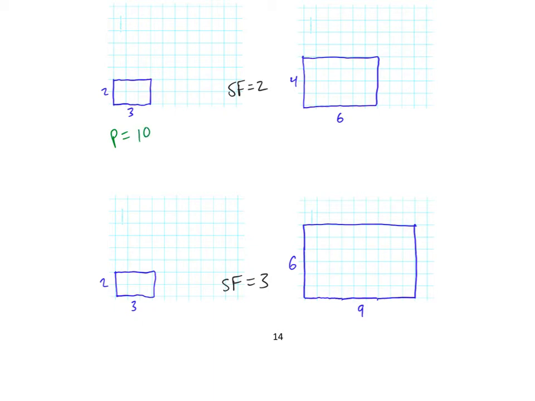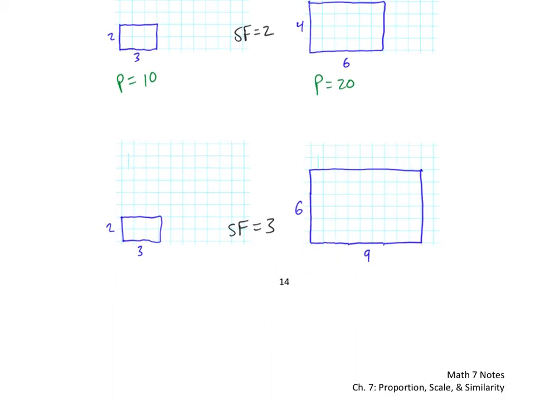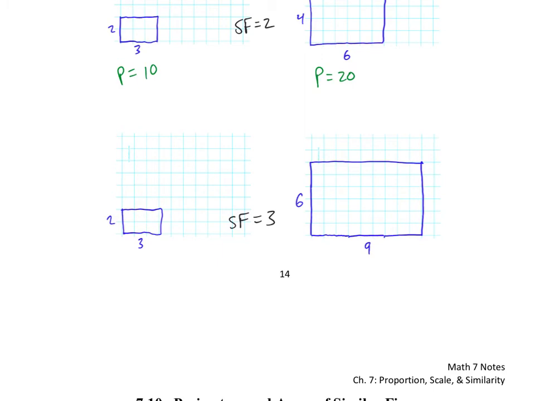And if I do that same thing for my other rectangle, 4 plus 6 plus 4 plus 6 gives me a perimeter of 20. And then if I look at the ones down below, I'm going to have that same initial perimeter of 10, and 6 plus 9 plus 6 plus 9 gives me a perimeter of 30.